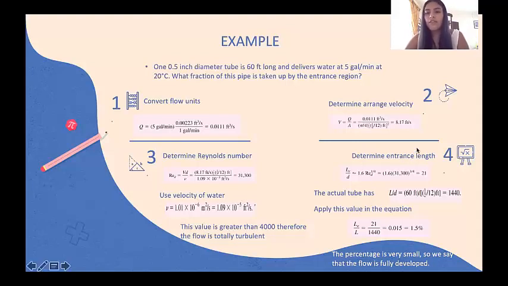And finally, four, determine the entrance length with this relation, and the actual tube has the relation L on D. Applying these values in this equation, for the conclusion, the percent is very small, so we say that flow is fully developed.